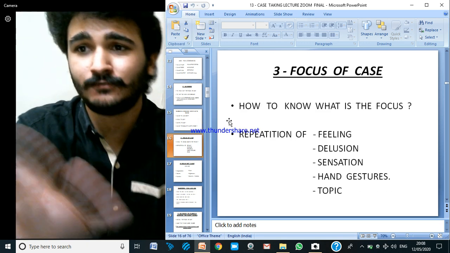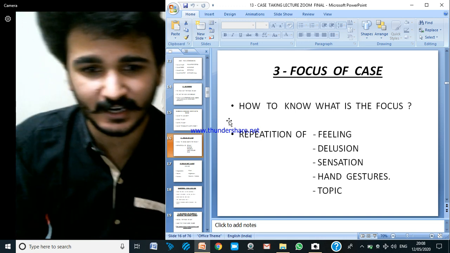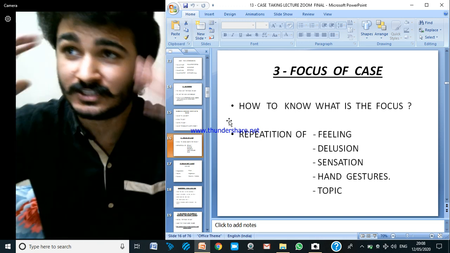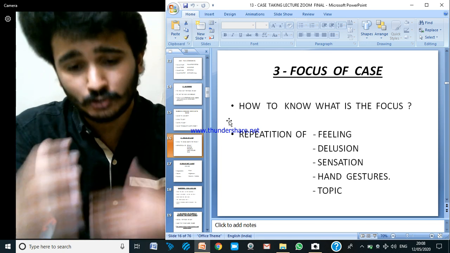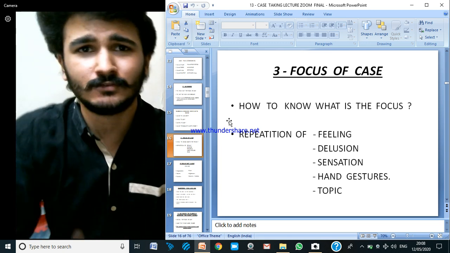And when you know what is the focus of the case, what is coming again and again, which feeling is coming again and again, which delusion, which imaginations are coming again and again, which topic is coming again and again, that is the focus of the case.